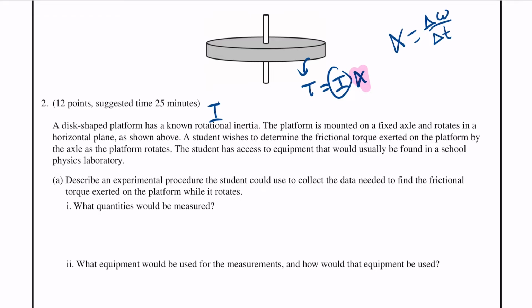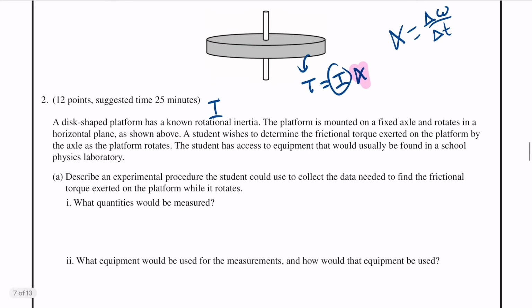That means that if I can put together a plot of angular velocity versus time, then the slope of that plot should be angular acceleration. I can take that slope, multiply it by I, which is known, and I'll have torque. All right, so let's figure out what quantities we need to measure in order to get angular acceleration. Based off of what we have here, it looks like we just need angular velocity and time. So with a disk, how can we measure angular velocity and time?